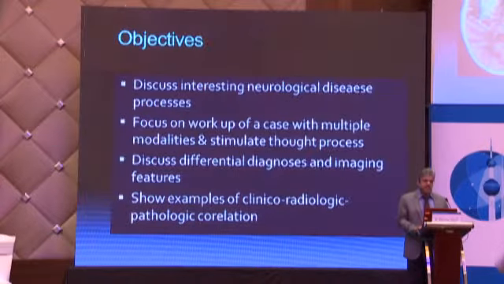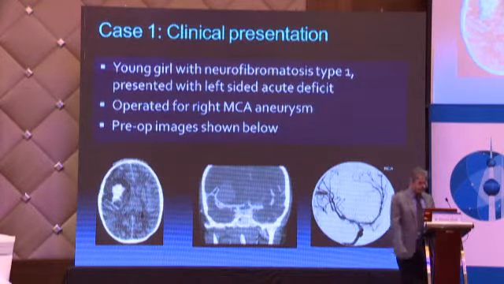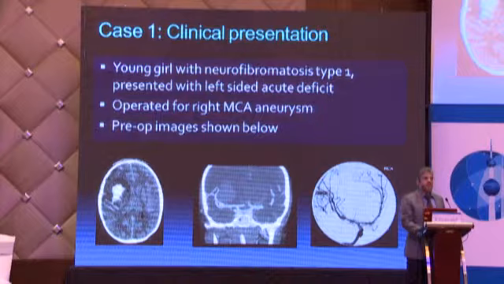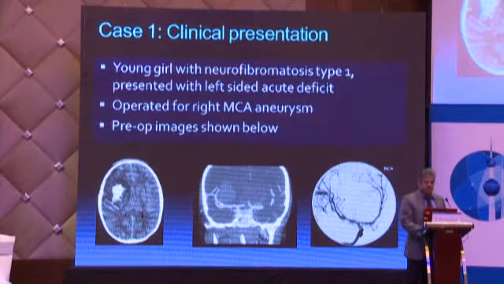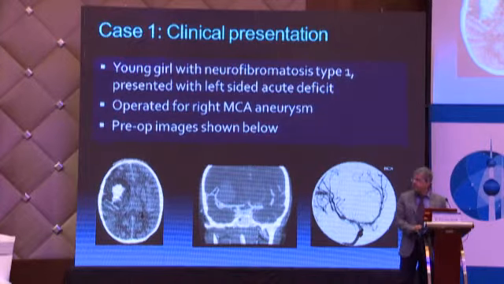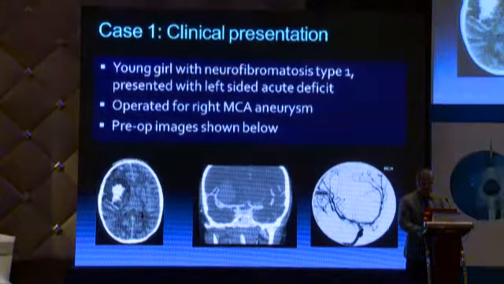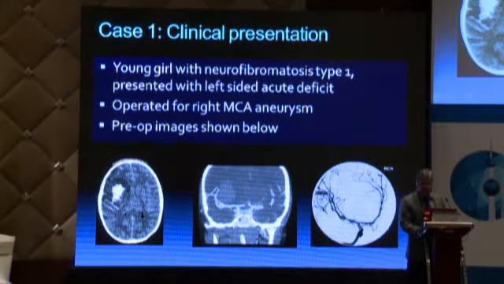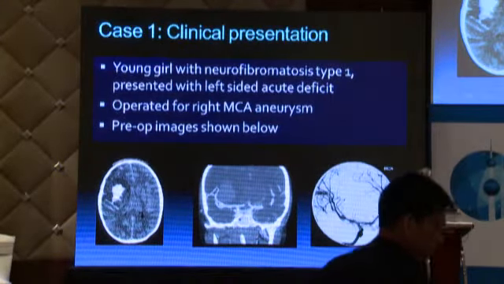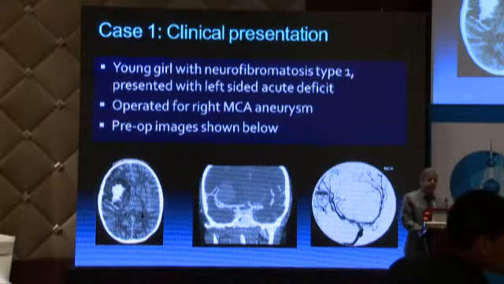So this is the first case, a young girl with neurofibromatosis type 1. She presented with an acute left-sided deficit, and you can see on the CT scan it was because of an acute hematoma. And on the CT angiogram that we did at the same time, if you look at it carefully, you can see that in the bifurcation of the right MCA is this small saccular aneurysm. And that's the aneurysm over there on the angiogram, on the oblique right internal cerebral artery angiogram.